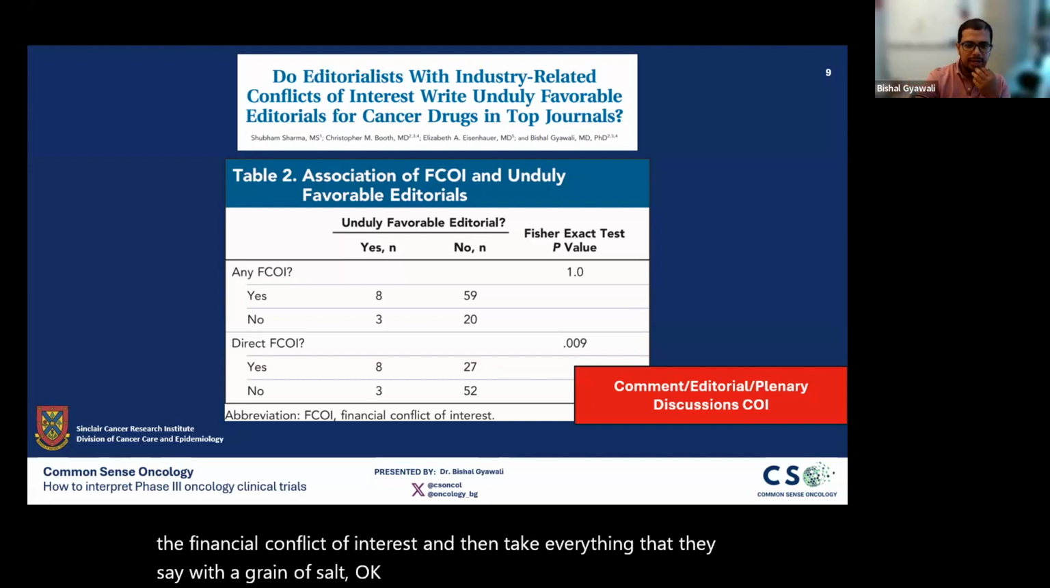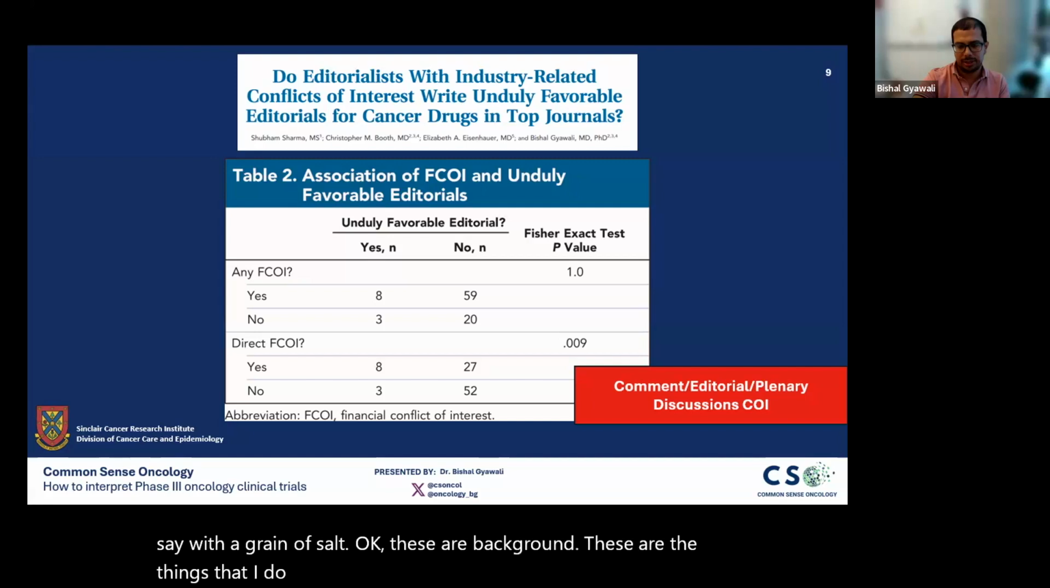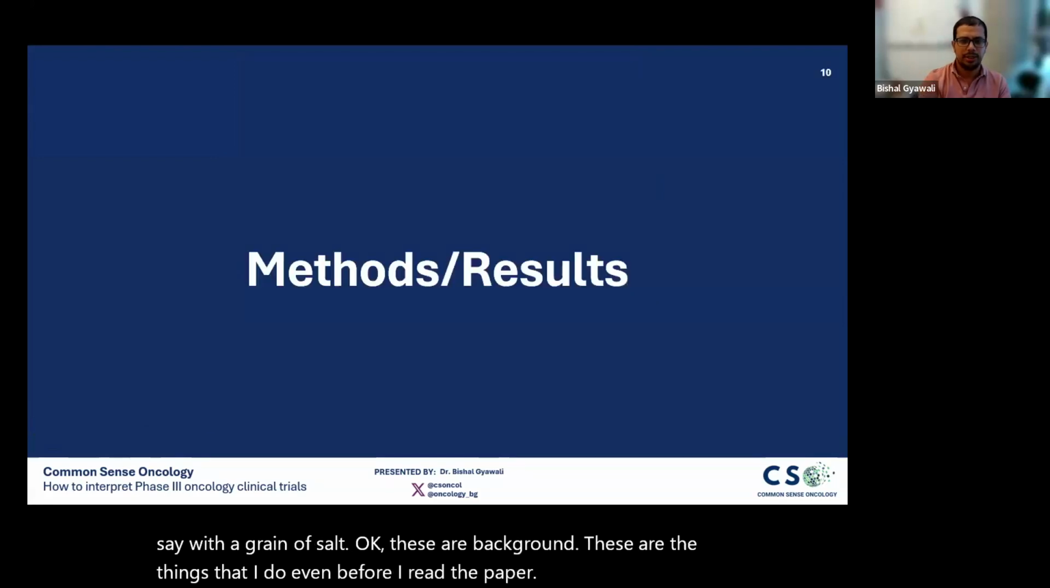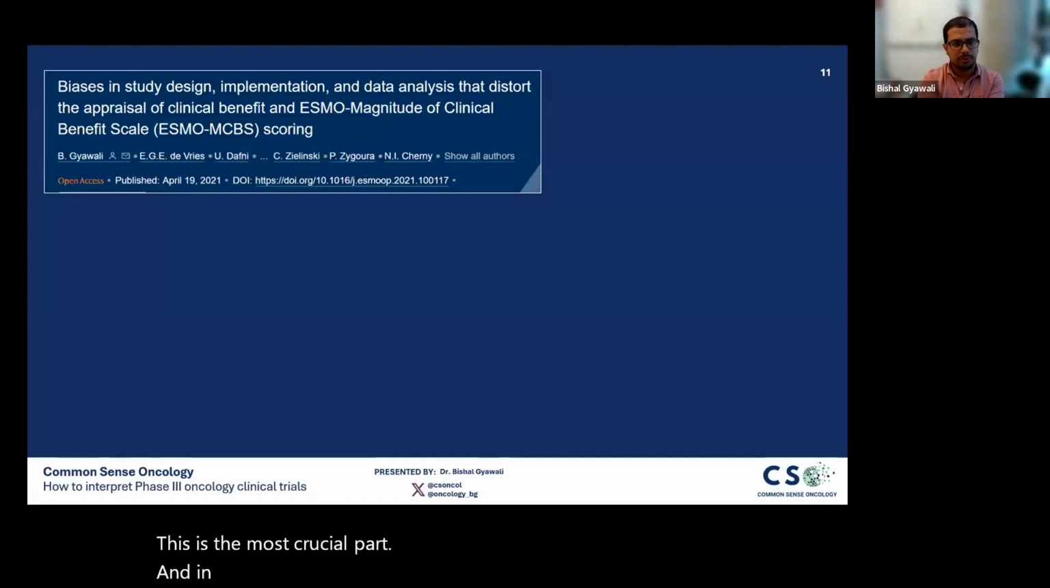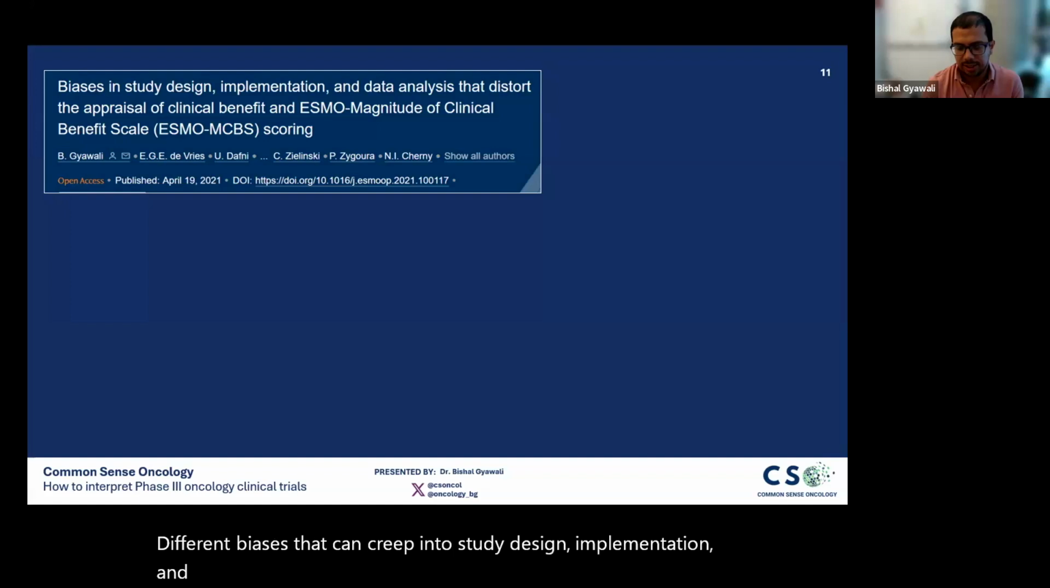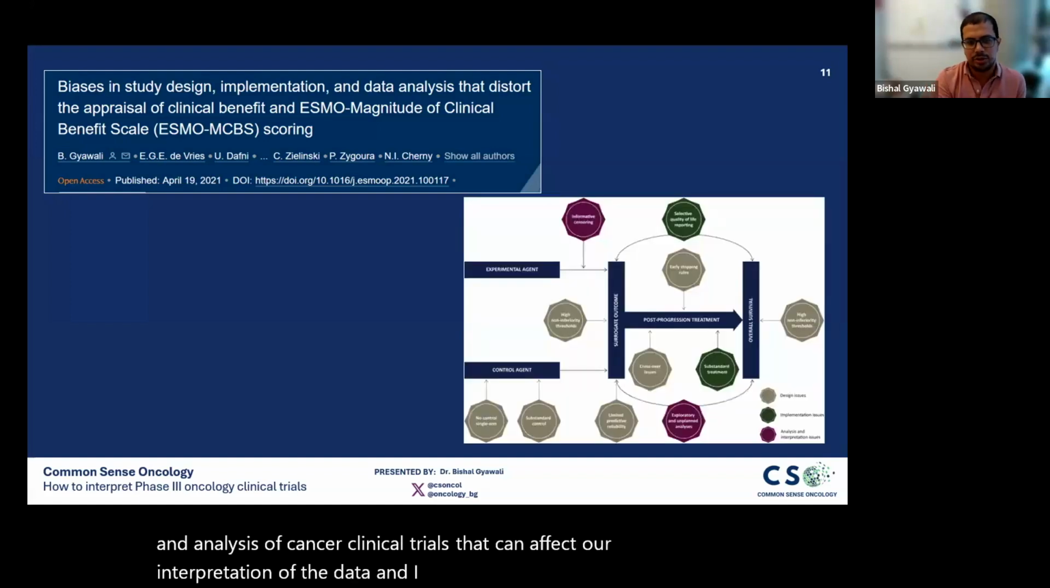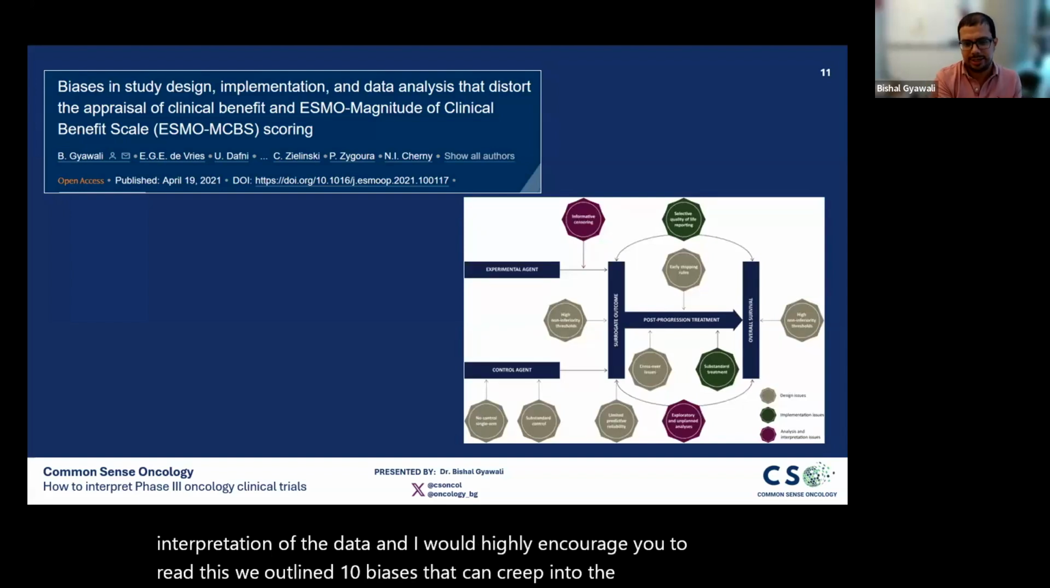Okay, these are background checks. These are the things that I do even before I read the paper. Now going into the paper, the methods and results, this is the most crucial part. And in fact, we published a paper 3 years ago about different biases that can creep into the study design, implementation, and analysis of cancer clinical trials that can affect our interpretation of the data. I would highly encourage you to read this. We outline 10 biases that can creep into trials and how to address them.